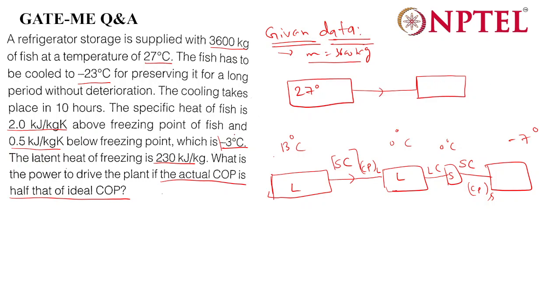So here the freezing point is minus 3 degrees Celsius, and after this it will freeze. Means here it is liquid, and here it will be solid. It will become solid, but it is minus 3 degrees Celsius only. And after that, which temperature is there?